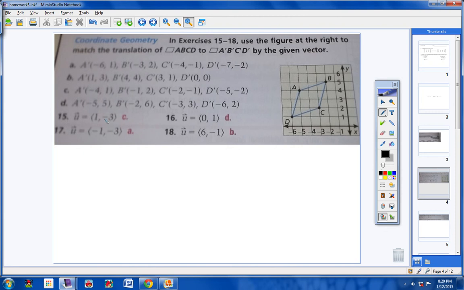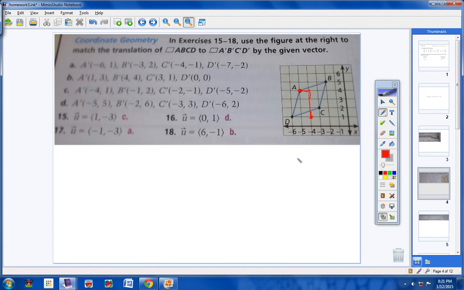Okay, number 15. We're going to move this positive 1 and negative 3. So let's pick any point you want, doesn't matter. Well, let's pick A. So we're going to take A, and we're going to move A. Here it is, number 15, positive 1 to the right, then negative 3. So A went from here to here.